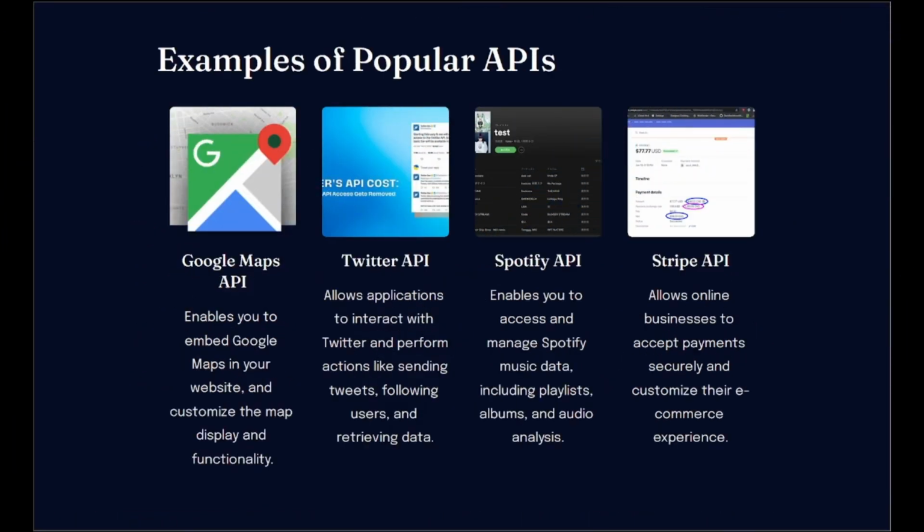Examples of popular APIs. Google Maps API enables you to embed Google Maps in your website and customize the map display and functionality. Twitter API allows applications to interact with Twitter and perform actions like sending tweets, following users, and retrieving data. Spotify API enables you to access and manage Spotify music data, including playlists, albums, and audio analysis. Stripe API allows online businesses to accept payments securely and customize their e-commerce experience.